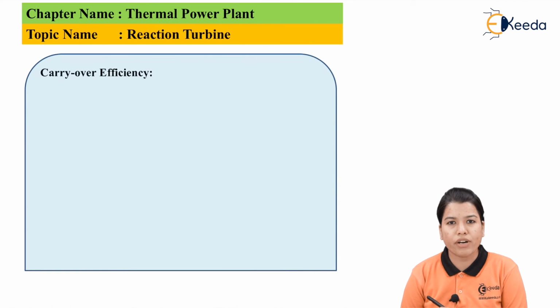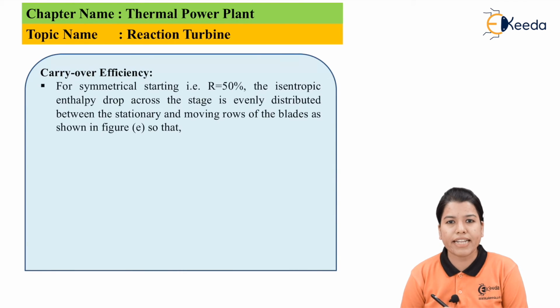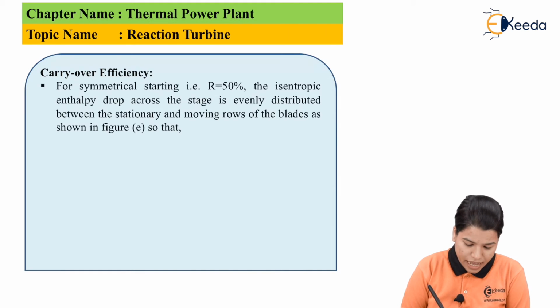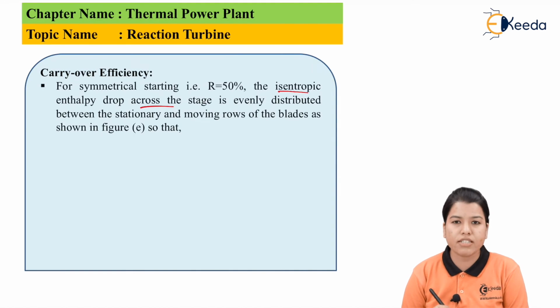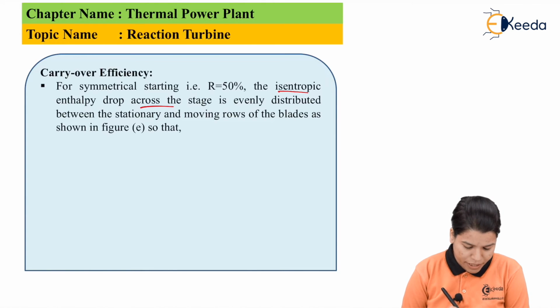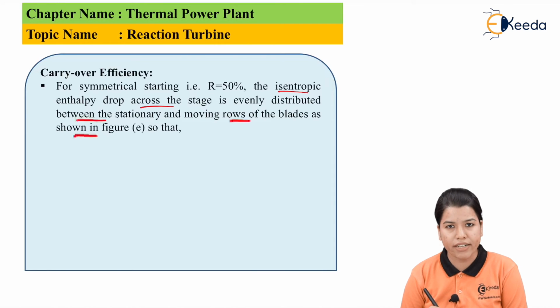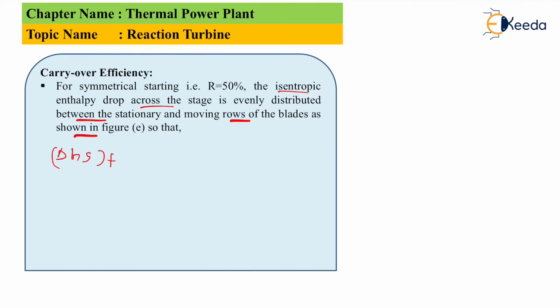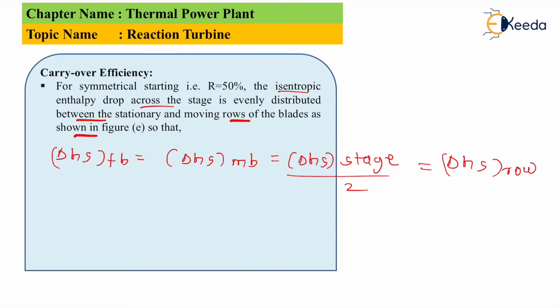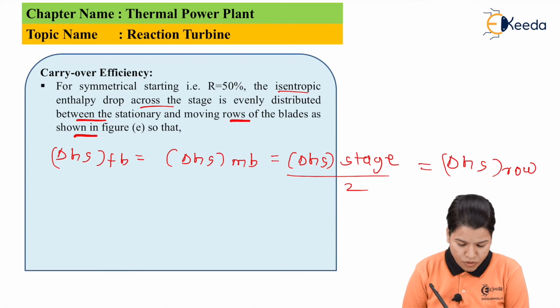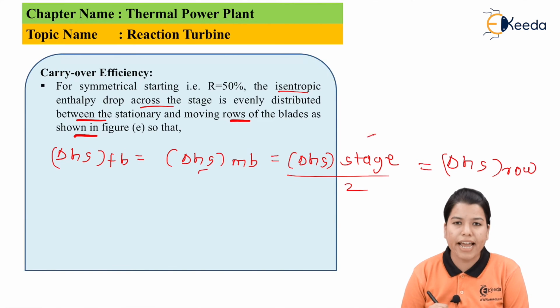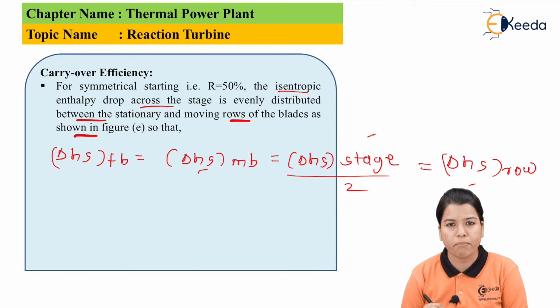Next, let us study the carryover efficiency. For the symmetrical staging, that is reaction R is equal to 50%, the isentropic enthalpy drop across the stage is evenly distributed between the stationary and the moving parts of the blade as shown in figure E, so that delta HS FB is equal to delta HS MB is equal to delta HS for that particular stage divided by 2 is equal to delta HS for a particular row of the blade.